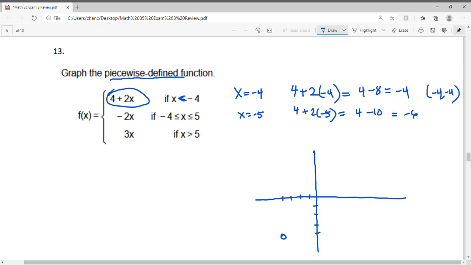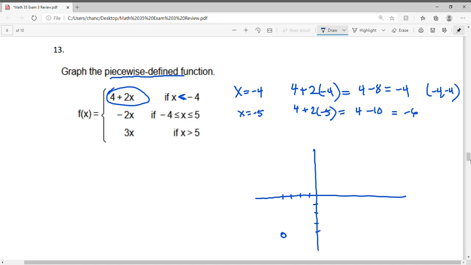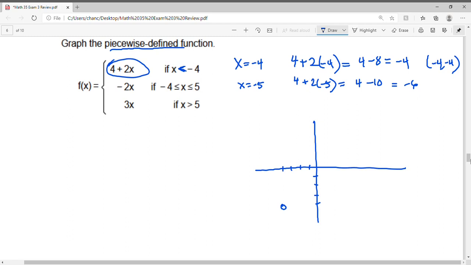We expect the equation 4 plus 2x to be a straight line, and it is. We're going to plot the point -5, -6. So you can see it's going to be a line that has an open circle at this endpoint. So that's it for all of the values of x less than -4. I can definitely pick more points, but we know it's going to be a point on this line.